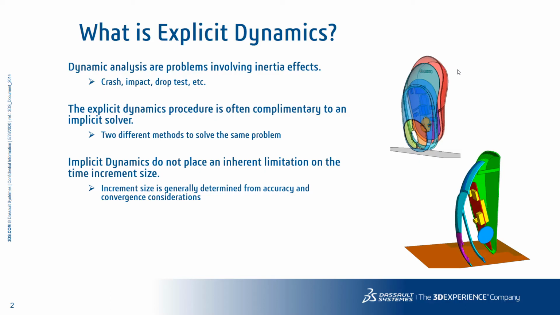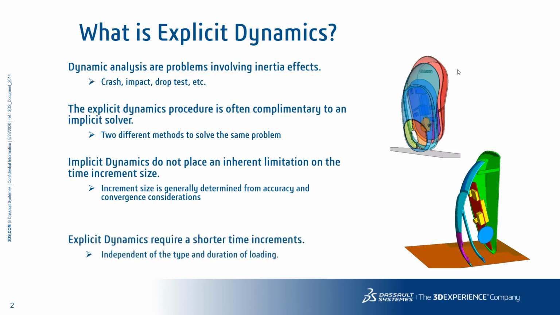Implicit dynamics do not place an inherent limitation on time increment size. So when you use an implicit method, you would typically set a starting time increment. And if the time increment is not fixed, it is set to automatic. That time increment can change depending on how the step is solving and converging. With an implicit method, it is a requirement that every step has to solve and converge.